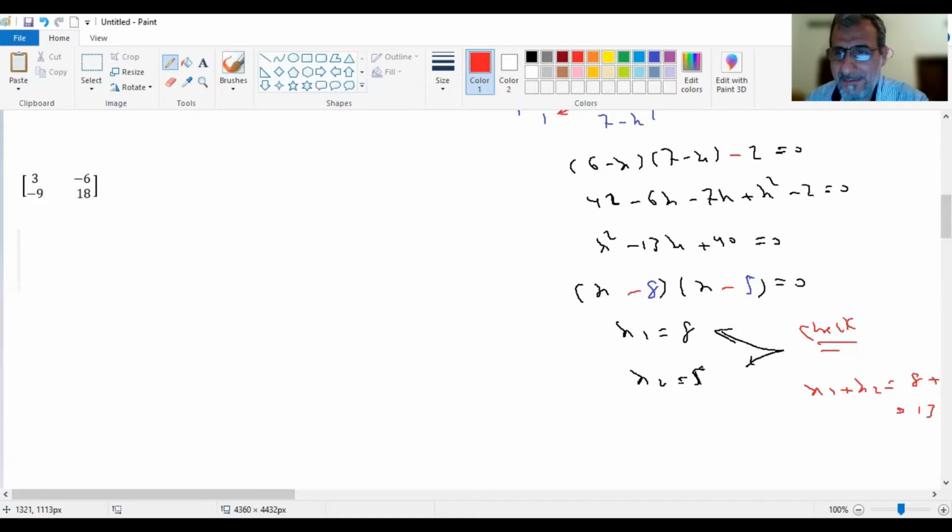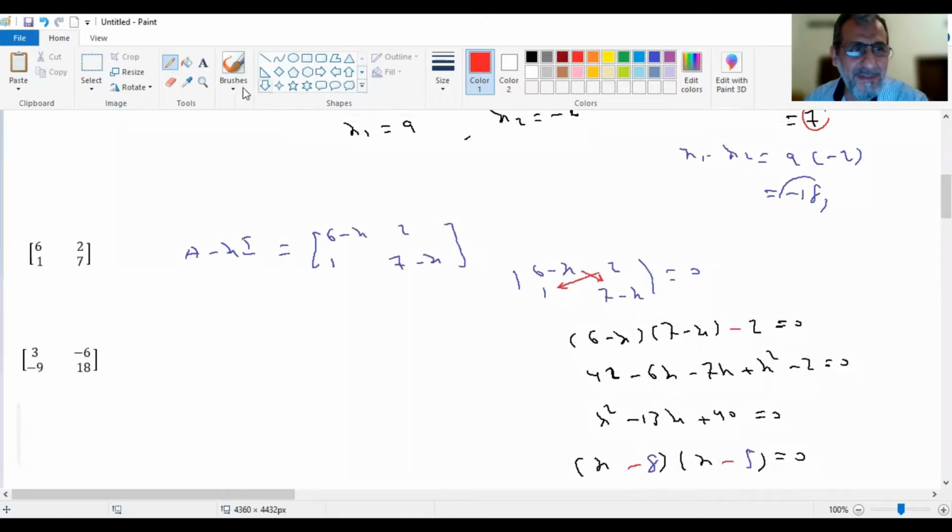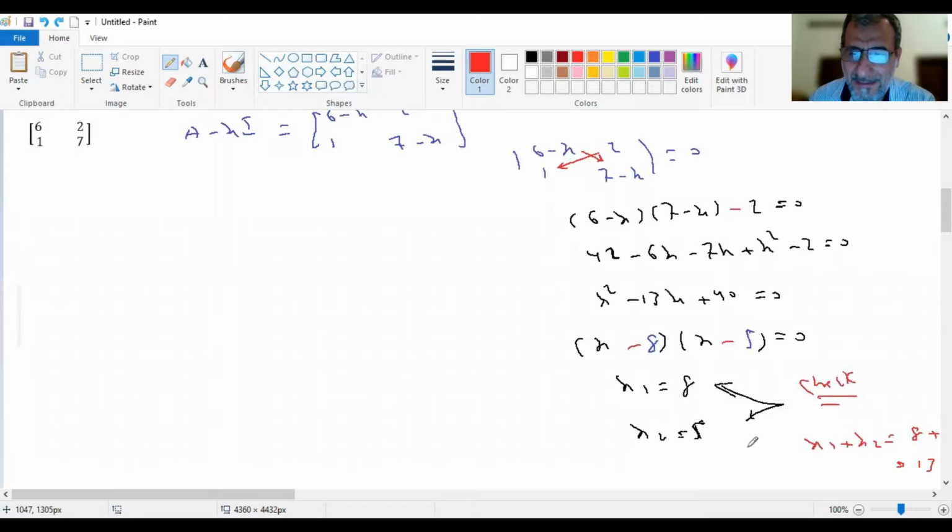Now, where is the matrix? This is our matrix, the example. Now 6 plus 7, what? 13. So 6 plus 7 is 13, and here we have lambda 1 plus lambda 2 is 13.